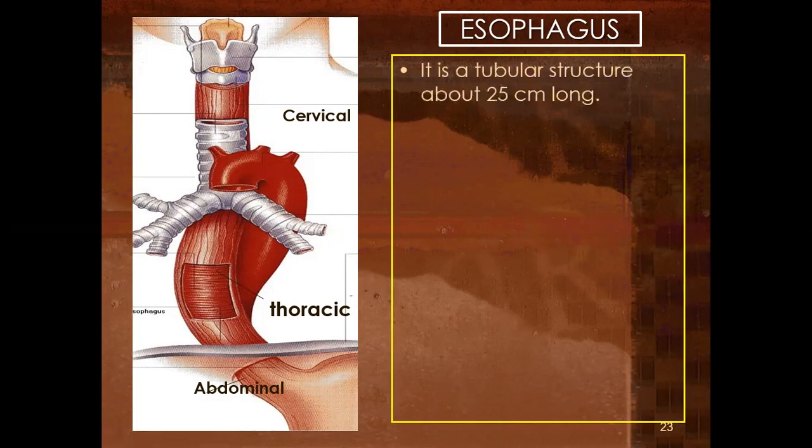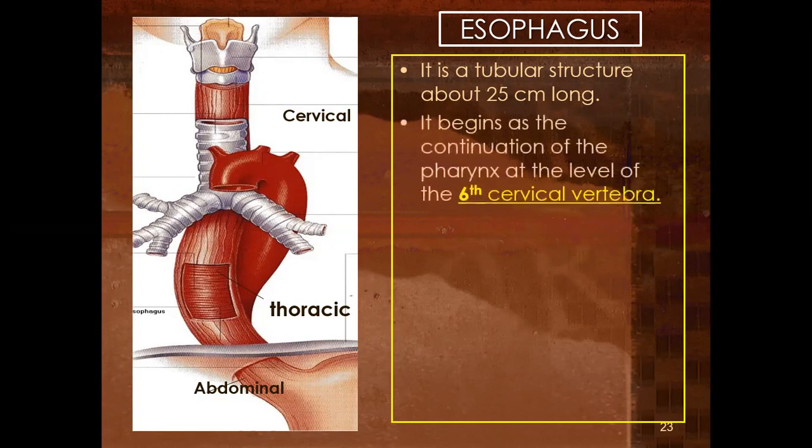It is a long muscular tube, about 25 centimeters long, beginning as a continuation from the pharynx. As we said, the pharynx ends at the sixth cervical vertebra and it continues as the esophagus. So the beginning of the esophagus will be from the end of the pharynx, that is the sixth cervical vertebra. Here will be the pharynx, and below that it will continue as the esophagus.